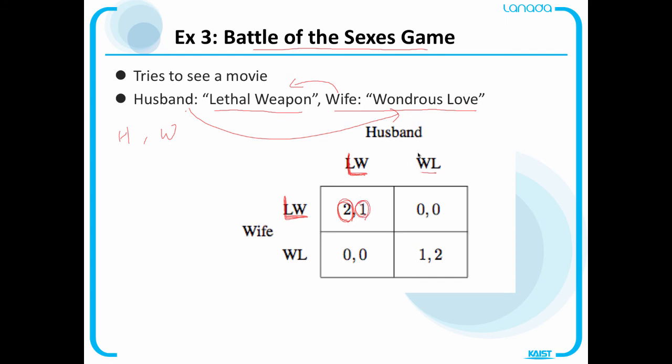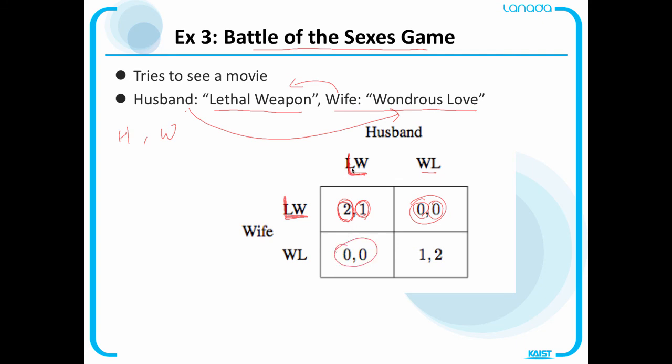But what happens if the husband and wife choose different movies? Like here, the husband chooses Wondrous Love and the wife chooses Lethal Weapon. Then obviously they need to go to different cinemas, so their payoff is 0, because the basic assumption is that they want to see the movie together. When they sit together, it's more fun. So when they choose different movies, their payoff is 0.